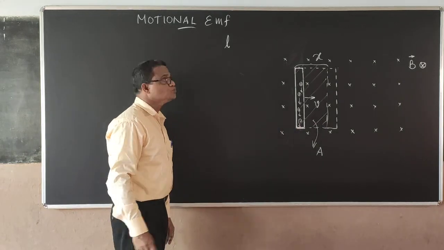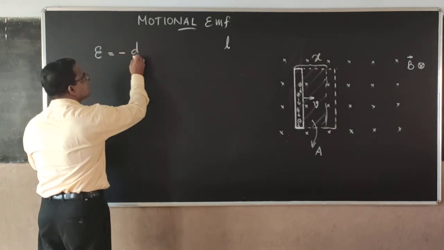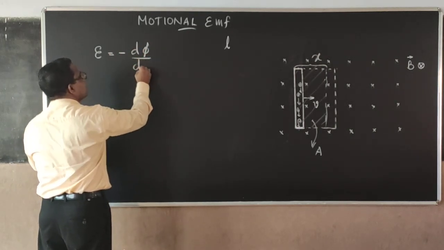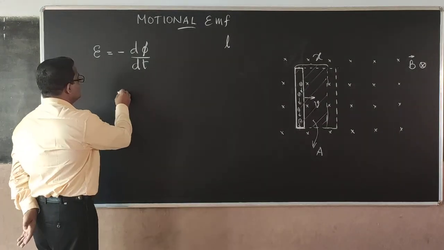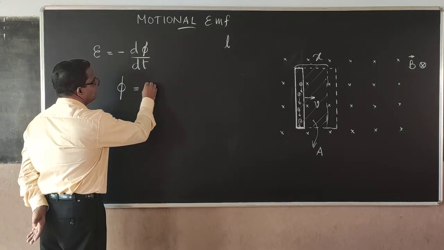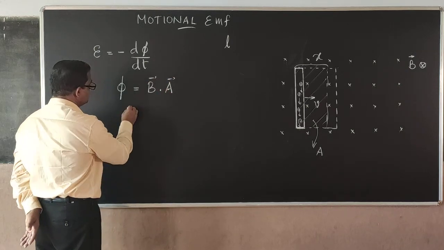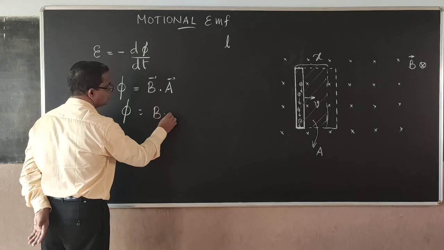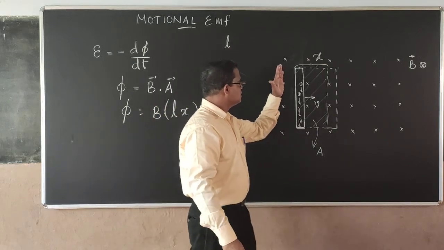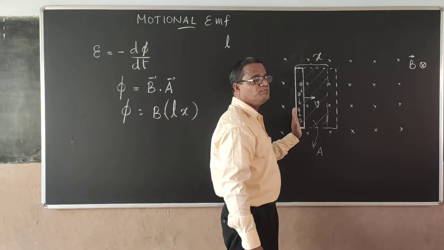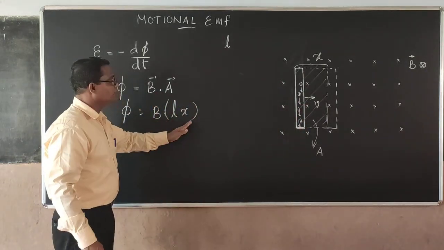Then, as per Faraday's law, the induced EMF is equal to minus d phi by dt. But here, phi will be equal to B dot A. That is, phi is equal to B into L into x, I could say. And this is exactly perpendicular to the field lines, therefore the dot product will be maximum. You get it like this.